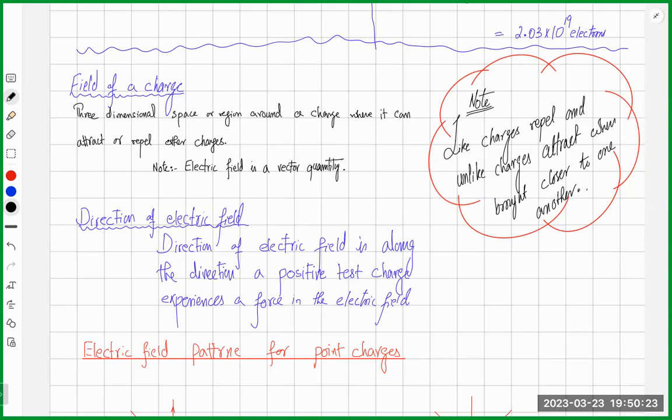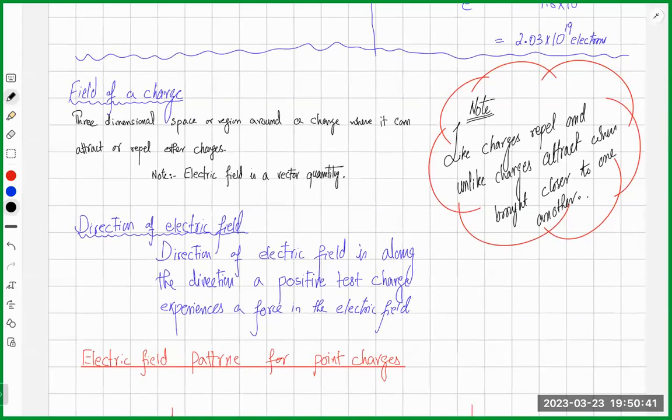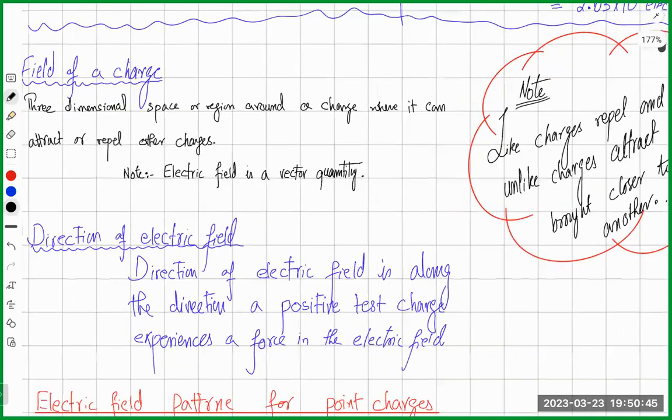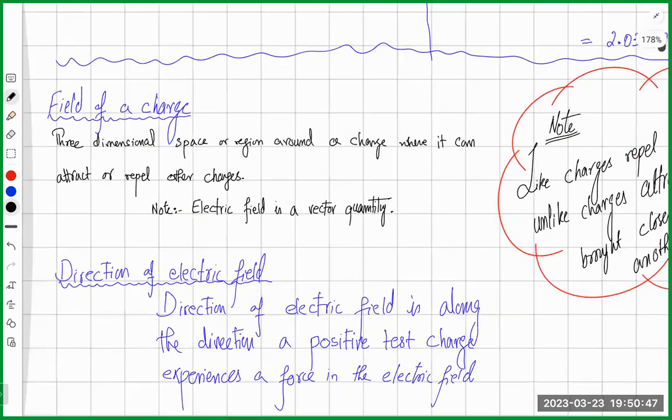The electric field or electric force is also one of the examples, and the electric field, or any field in physics, is a three-dimensional region. An electric field means the three-dimensional space around a charge, where another charge can experience a force.